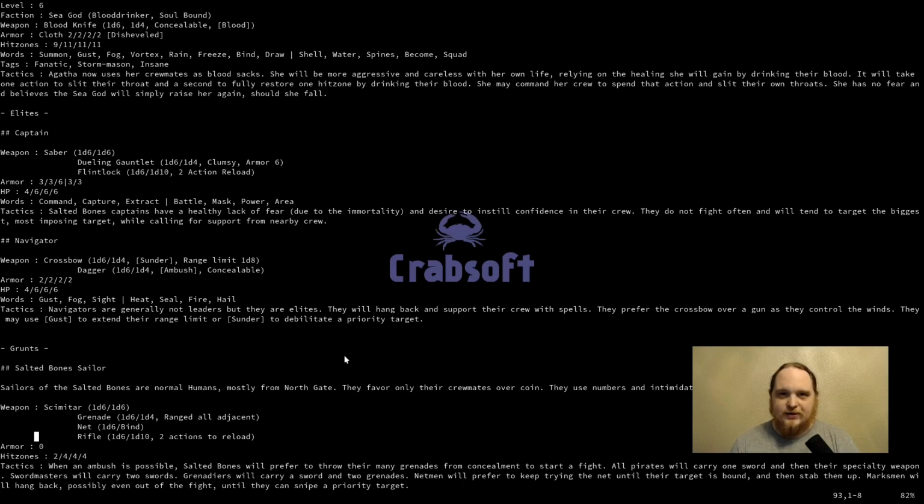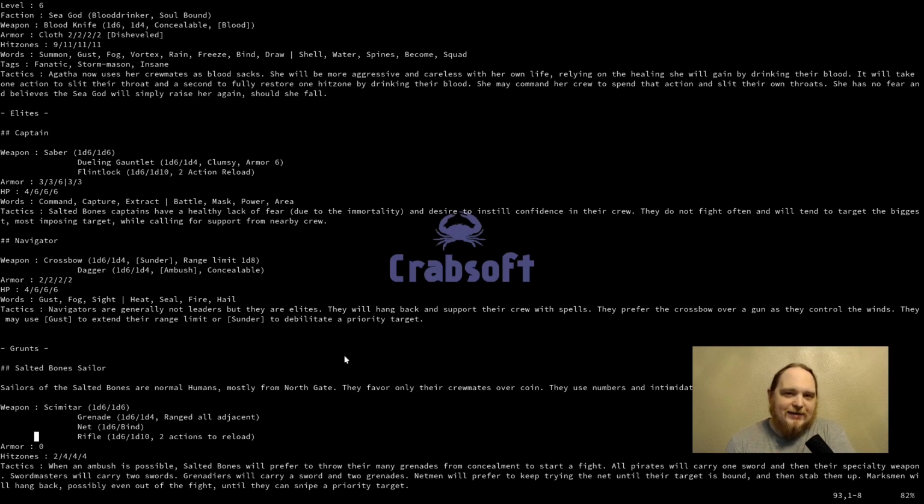Now, elites are generally units that lead other units. So in this case, the captain and the navigator. These are unnamed, they're just kind of stronger units. For example, the captain has a saber, a flintlock, a dueling gauntlet, he's got some armor, he's got higher HP, he's got some words, so he's a fate weaver, he can cast spells. But Salted Bones captains have a healthy lack of fear due to their immortality and desire to instill confidence in their crew. They do not fight often and will tend to target the biggest, most imposing target while calling for support from nearby crew. This is important.